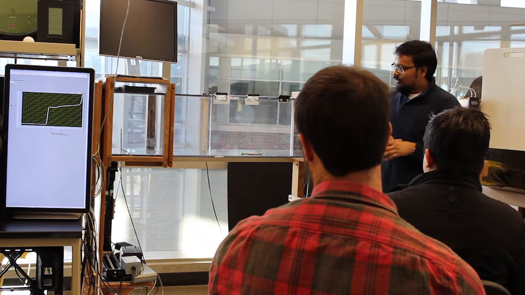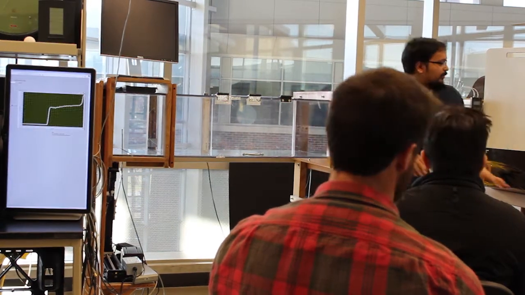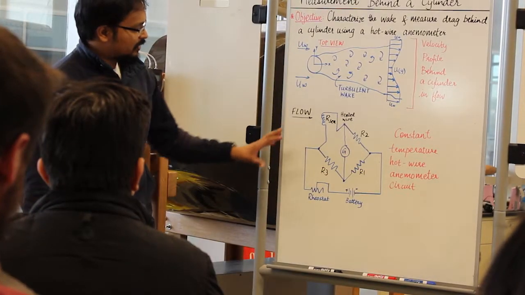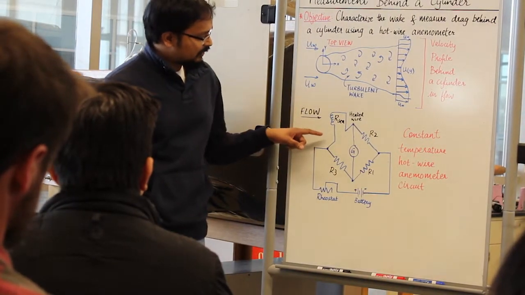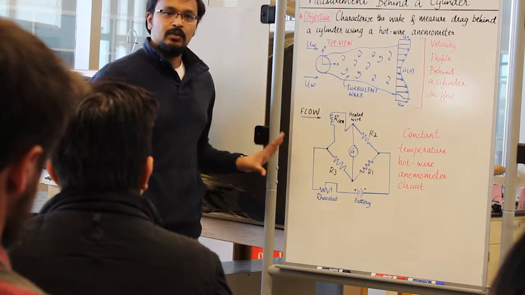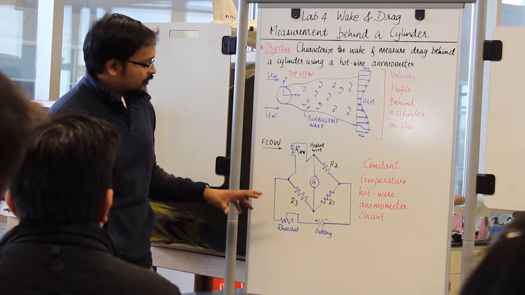So the hot wire probe itself is based on the whole principle of a Wheatstone bridge circuit, and I have drawn the circuit out here. If you take a basic Wheatstone bridge circuit and replace one of the resistors with the wire that is placed in the wind tunnel itself, that's what the hot wire anemometer is. So this one here is a constant temperature hot wire anemometer circuit.